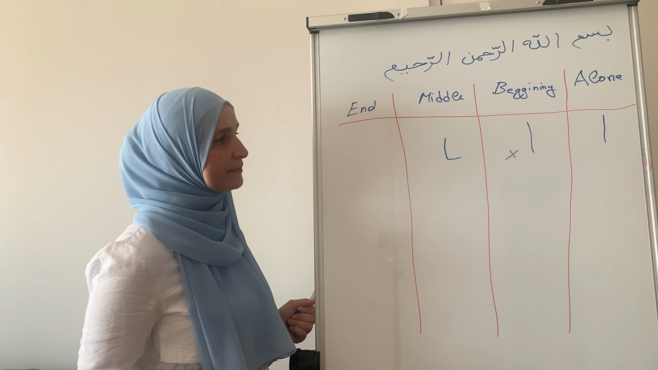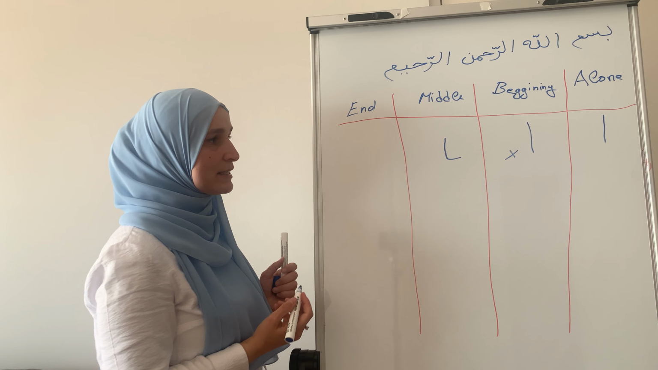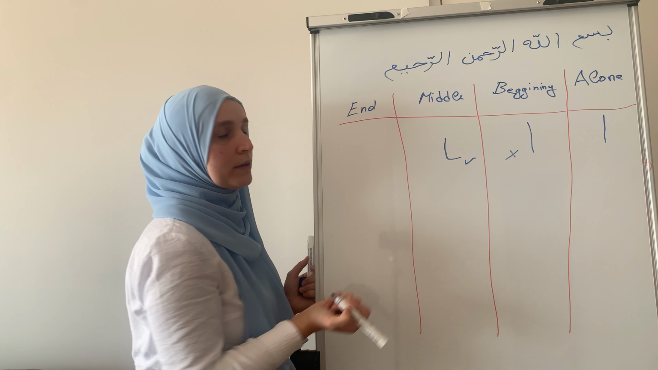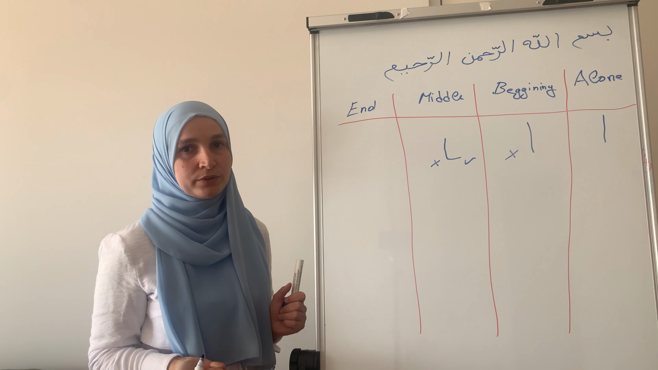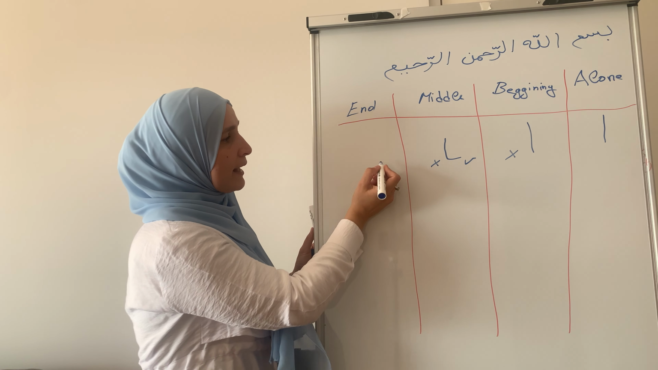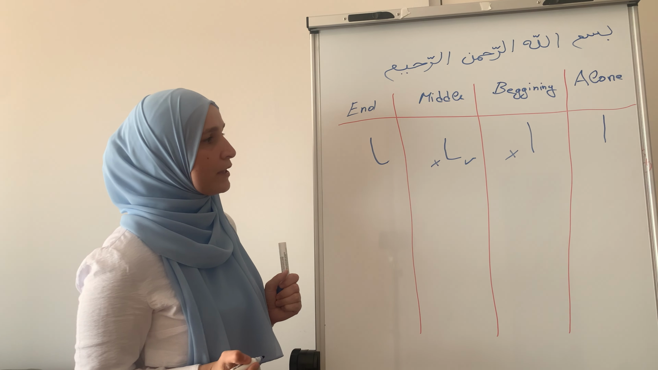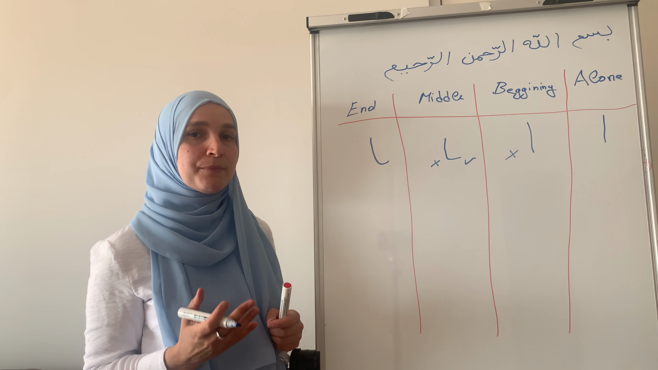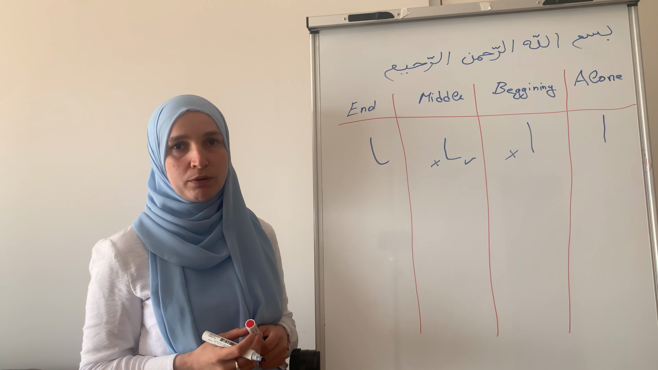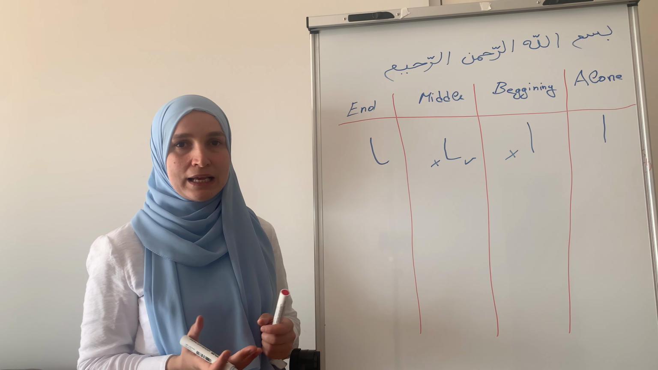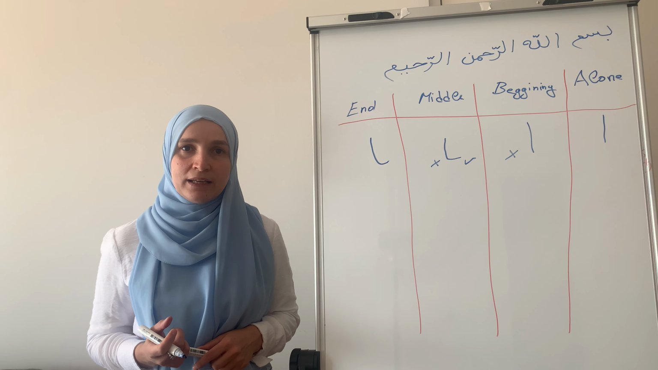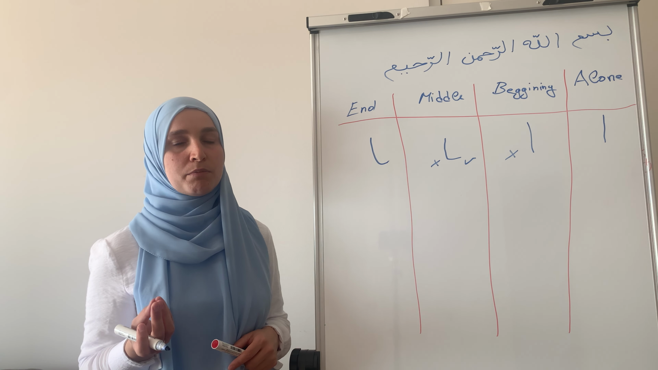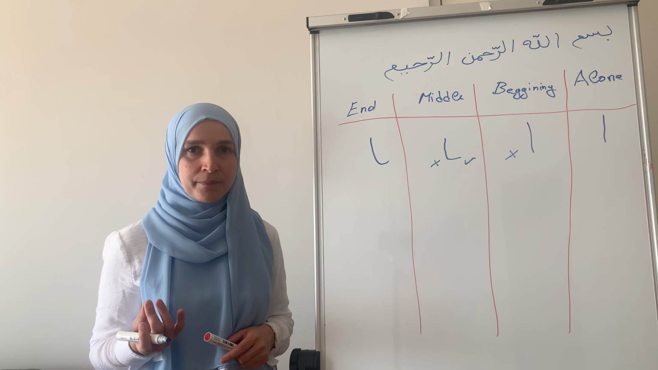at the middle. We can connect it on this side, but on this side, it's not allowed to be connected. And at the end of the word, it has absolutely the same form because it is the last letter of a word. Now I'm going to explain three letters: Ba, Ta, Tha.